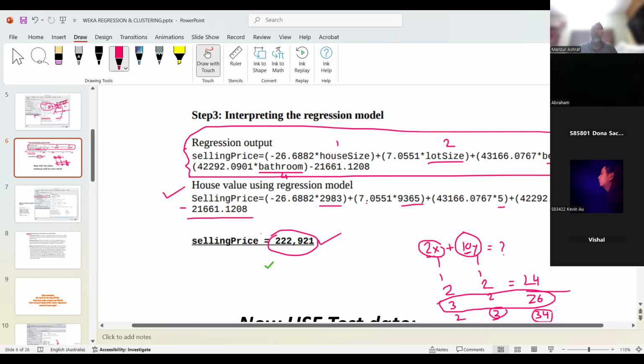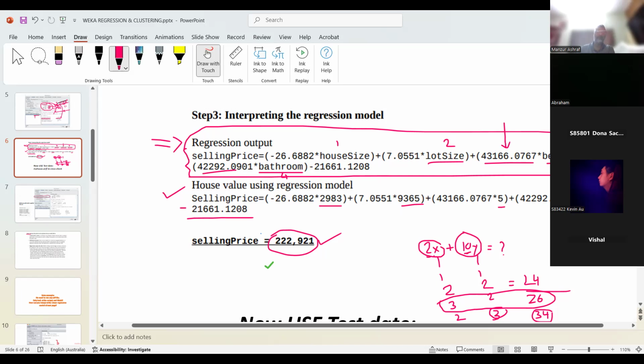Now look at this equation. Which coefficient is the highest? Look at this data, then it should be easier to understand this equation. The house size coefficient is 26.68. Lot size is this. Bedroom is a big number, right? And bathroom is also a big number, 422, but bedroom is the highest coefficient.